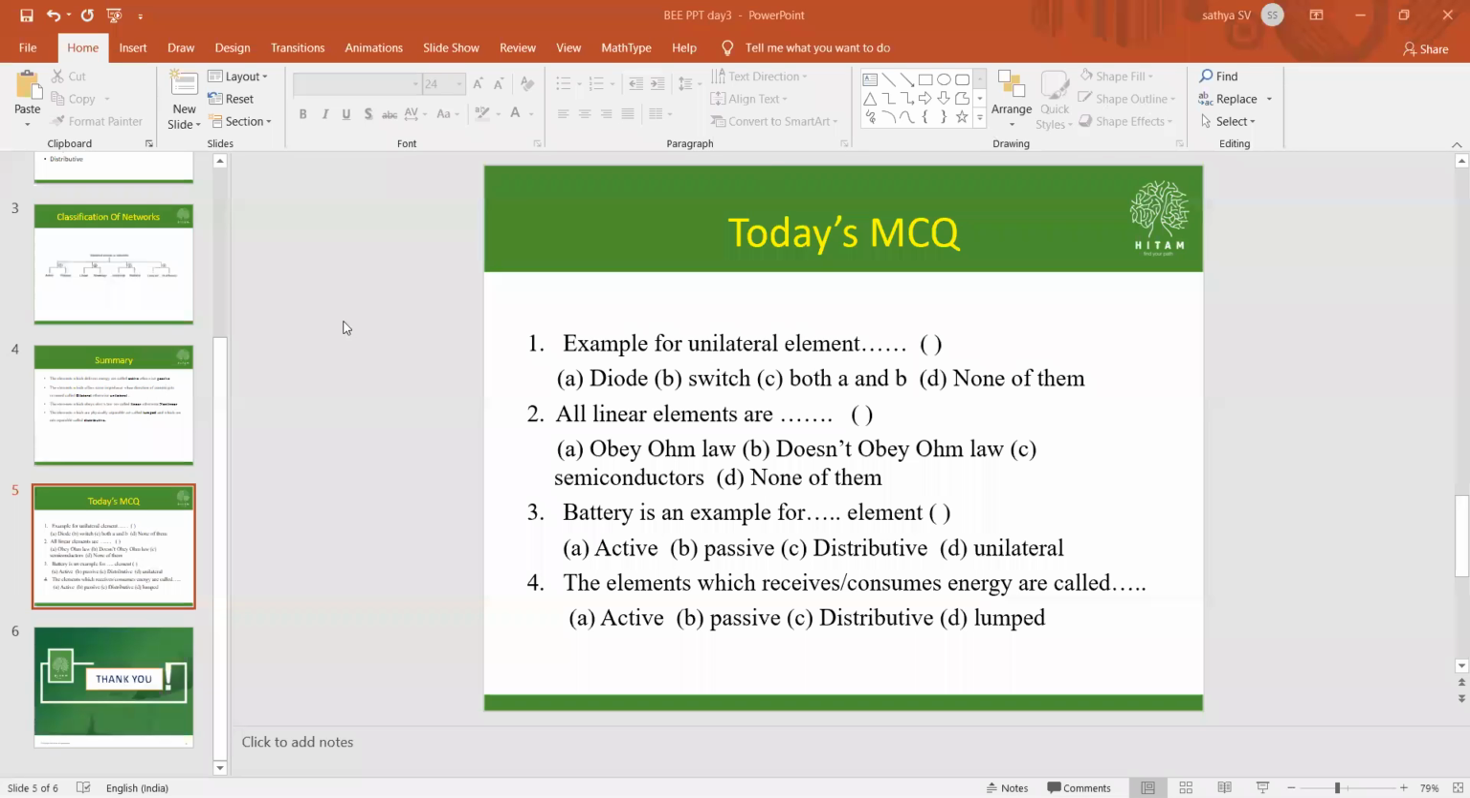What is an example for a unilateral element? Both diode and switch fall under unilateral element. Why do diode and switch both fall under unilateral element? Because both work in one direction. The diode will allow only forward bias.